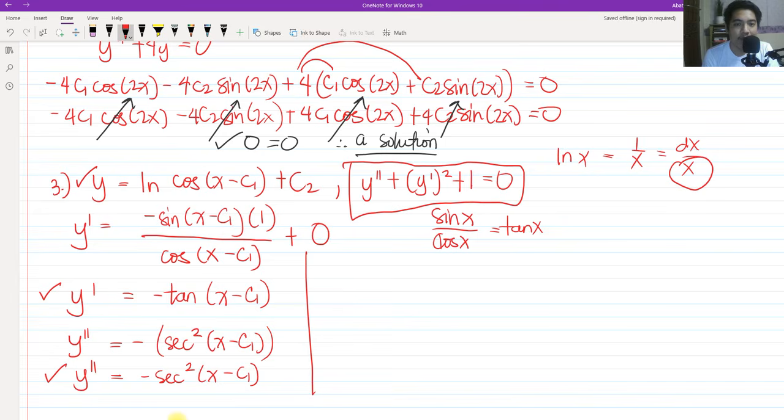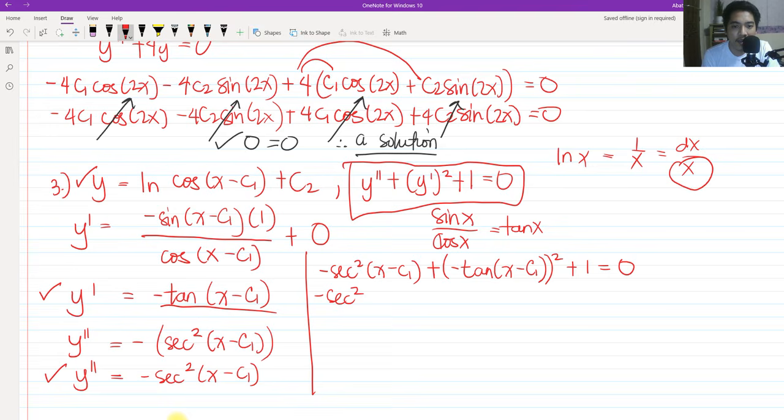So, how do we do that? What is our y double prime? Negative secant squared of x minus c sub 1. Then plus quantity y prime. What is our y prime? This one, this negative tangent. So, negative tangent of x minus c sub 1, squared. Don't forget the squared here. And then plus 1 equals 0.